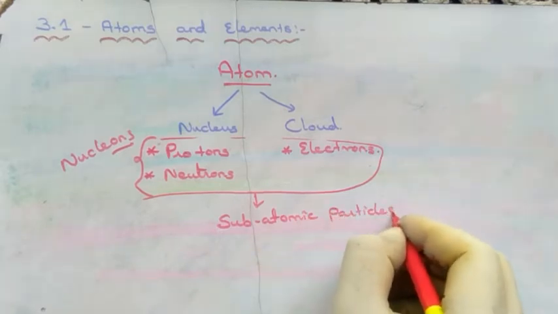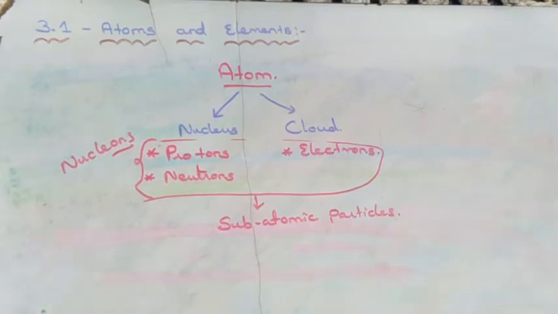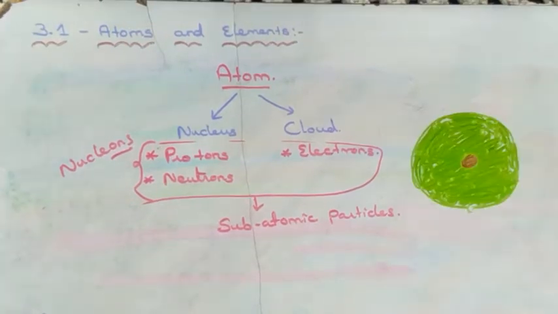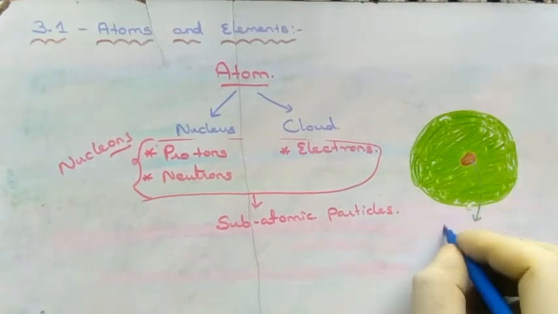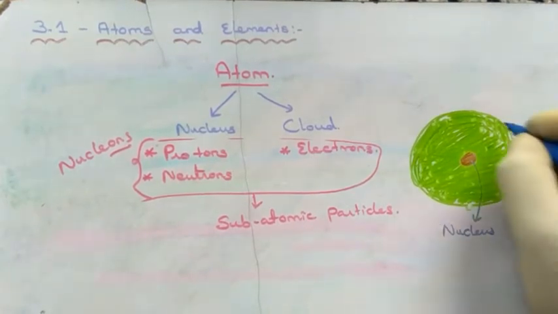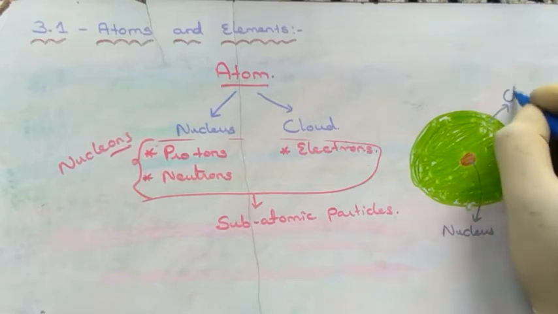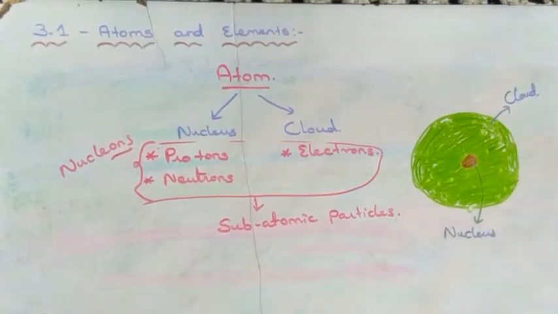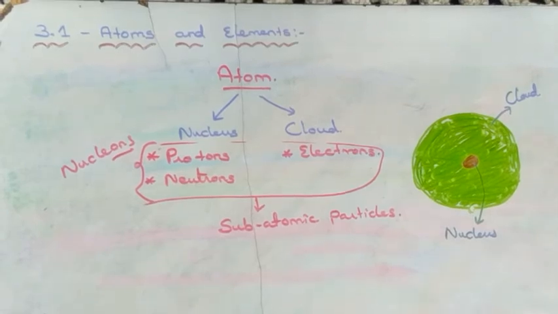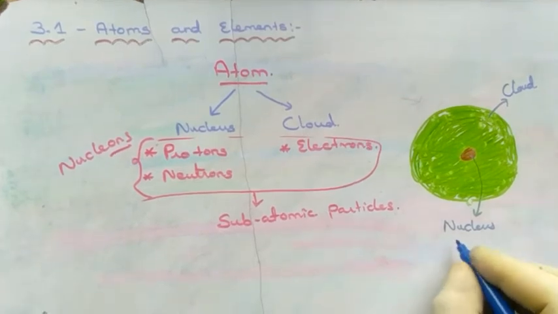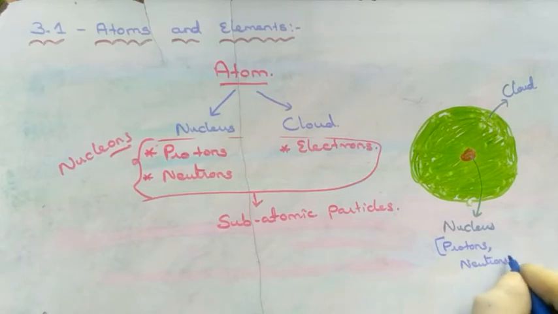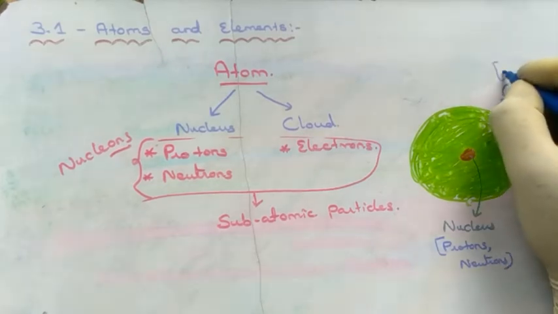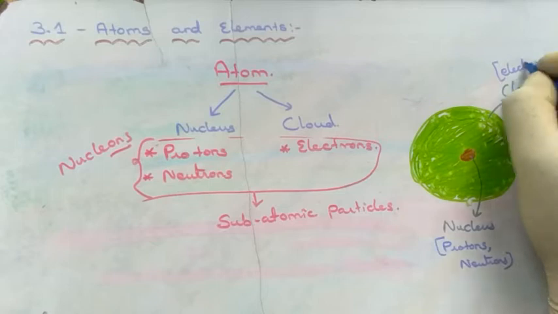Okay, now we are going to see the atomic structure. So this is how an atom looks. The core is called the nucleus, in which protons and neutrons are present. The cloud is around the nucleus. So as we know already, protons and neutrons are in the nucleus, and electrons are in the electron cloud.